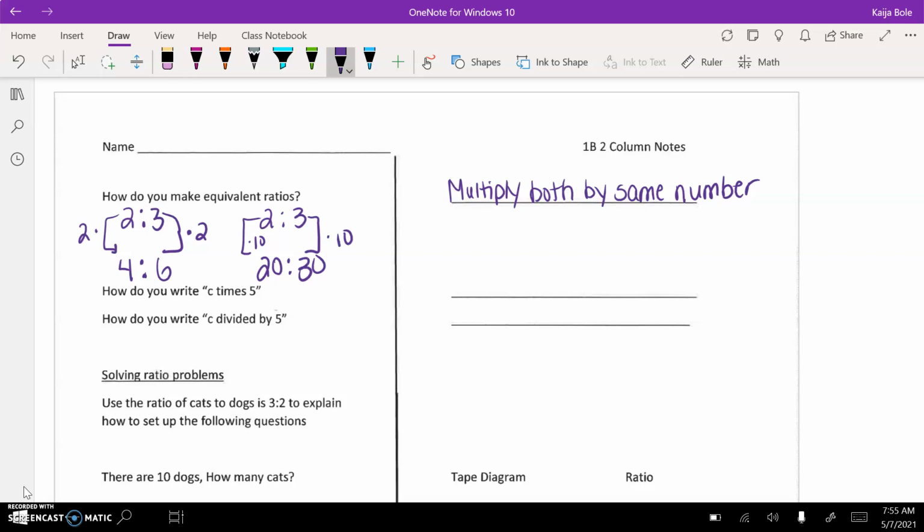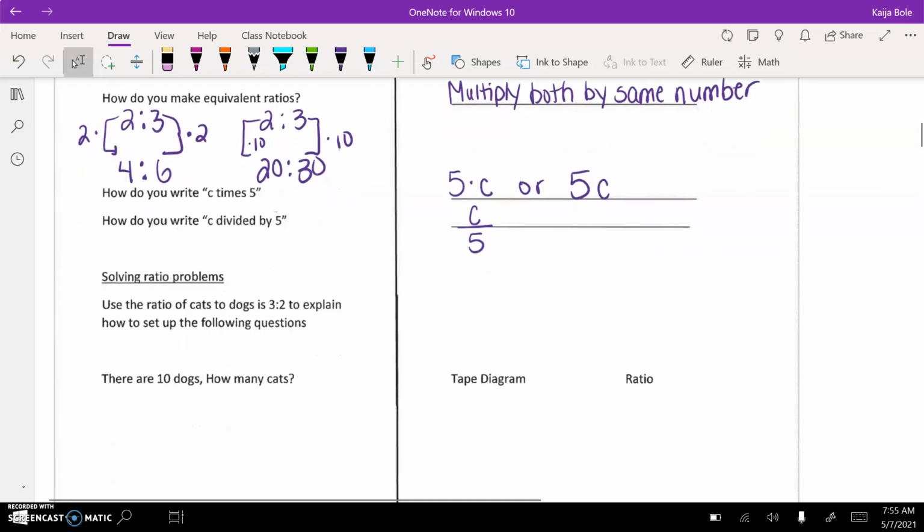The next part, how do you write C times 5? Remember when we talked about this the first time, I said this is not bingo. So even though it says C times 5, it's really going to be 5 times C, or even better, just 5C. And then how do you write C divided by 5? As a fraction, C over 5.